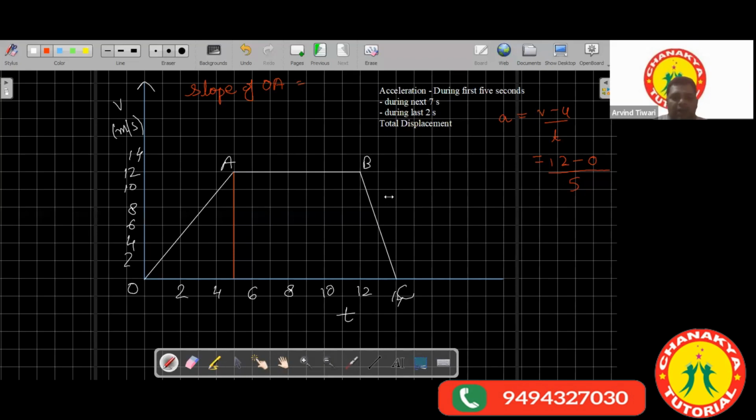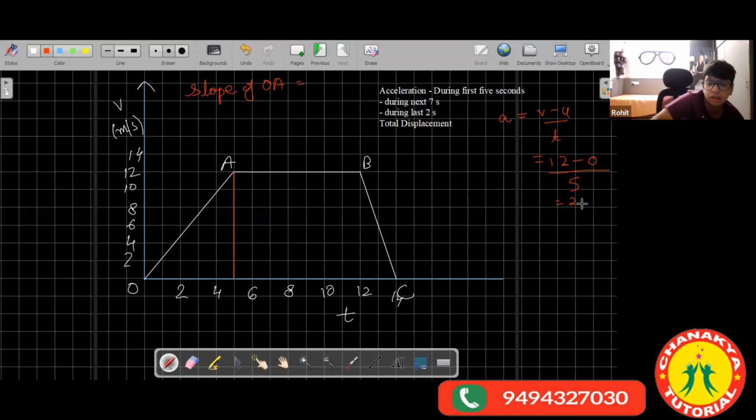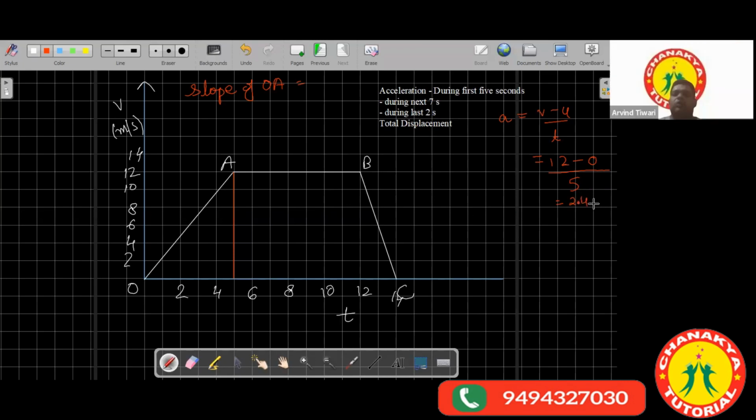Okay. So I have one answer here. Sampath has sent the answer. So for this portion, we got acceleration as 12 by 5, which is 2.4 meter per second squared.